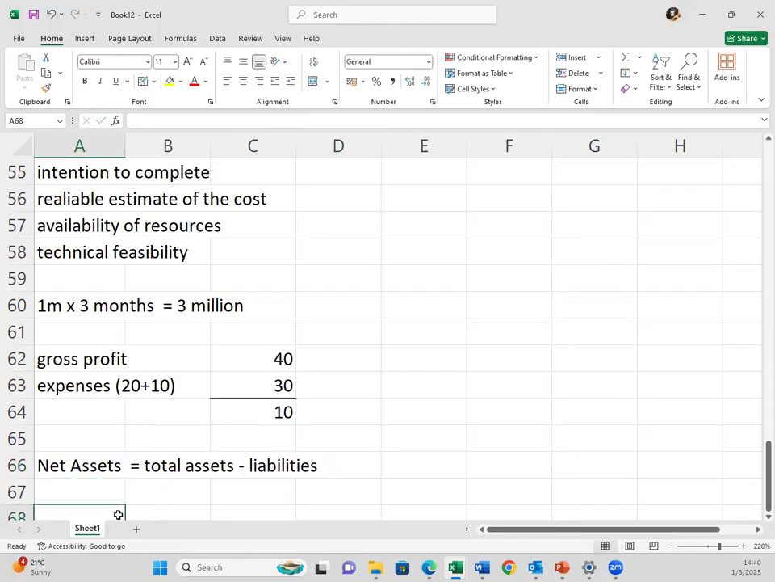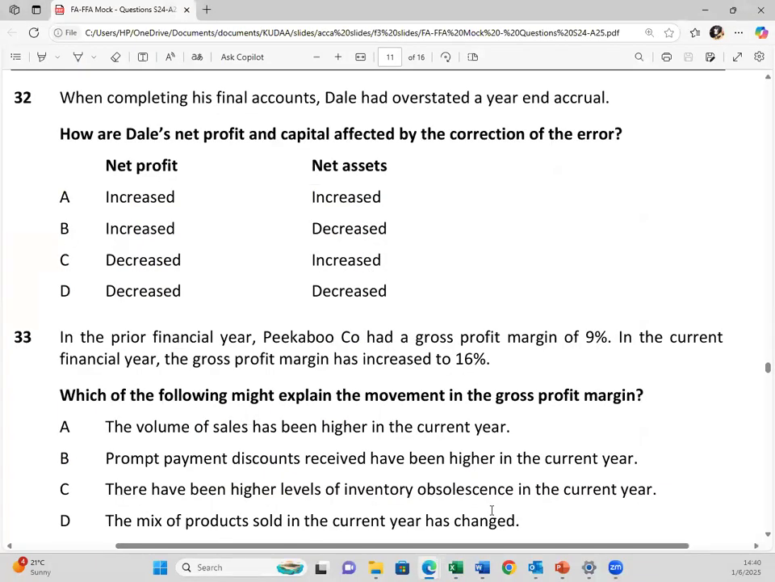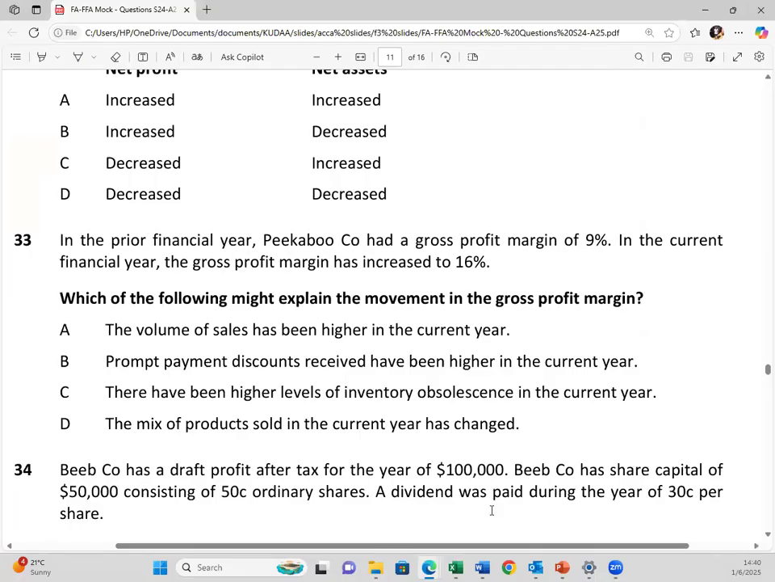So it is going to increase our net assets. Now let's move on. In the prior financial year, Picabo had a gross profit margin of 9%. In the current financial year, the gross profit margin has increased to 16%. Which of the following might explain the movement in gross profit margin? So the gross profit margin has actually improved from 9% to 16%.